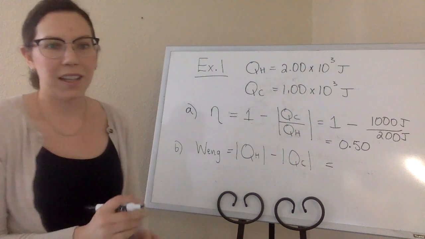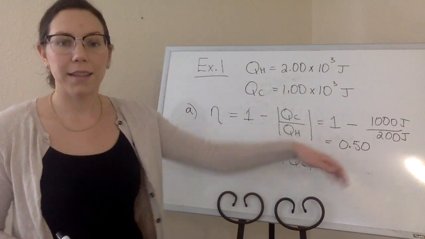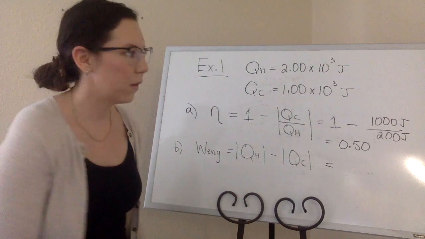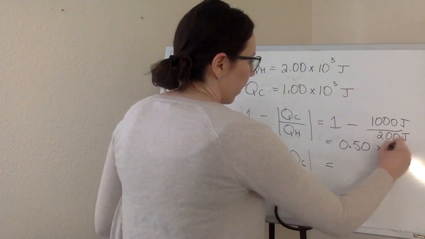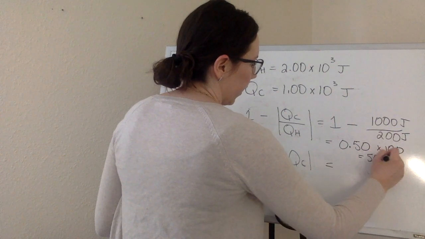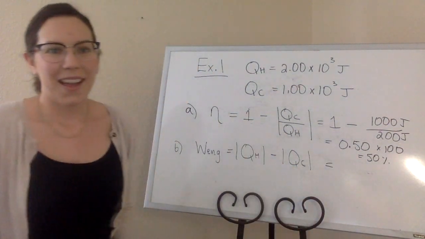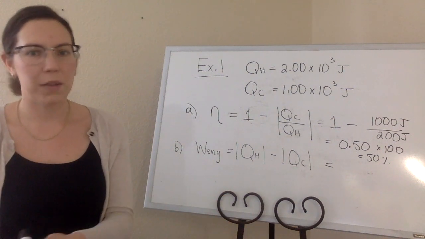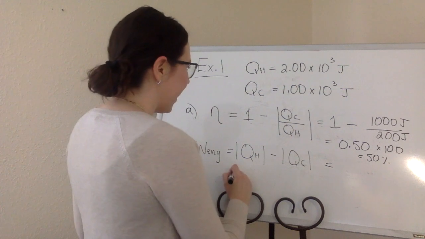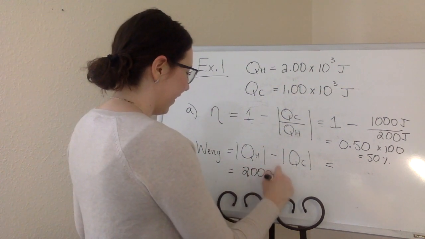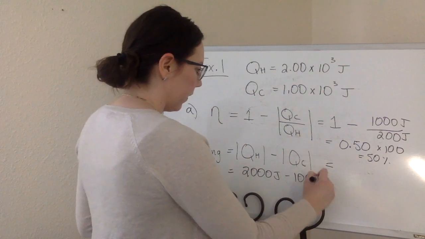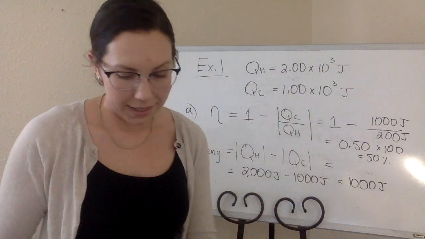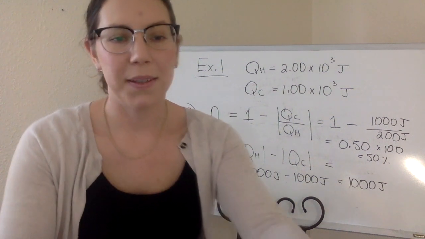You'll see efficiency listed as a decimal like this, so 0.5, something less than 1, or as a percent. So we could also multiply this by 100, and say that it's 50% efficient. Okay, and then when we calculate the work done by the engine, we want the difference between QH and QC. So this will be 2,000 minus 1,000, which is 1,000 joules. And that's the work done by the gas per cycle.